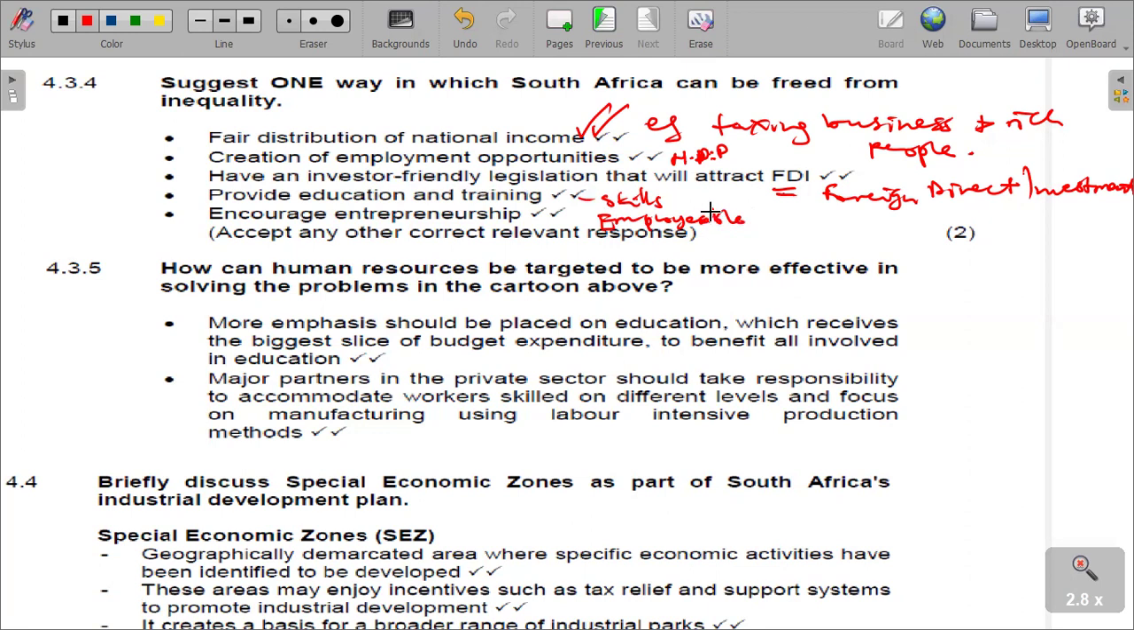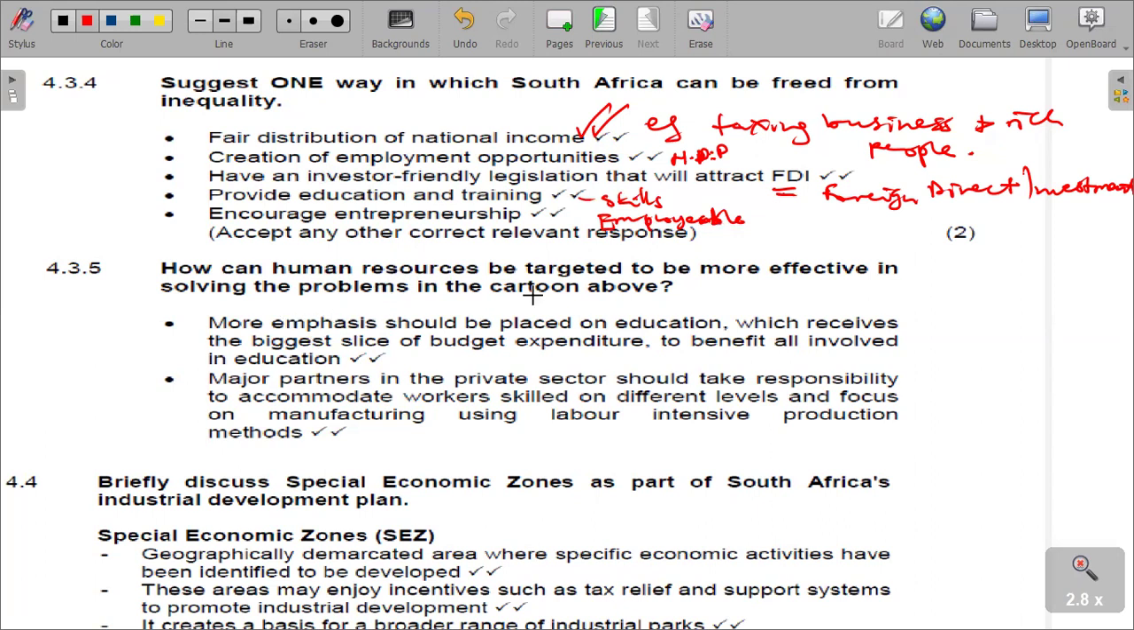Those are some of the examples that we can give in this context. Encourage entrepreneurship. That also is important, as we have seen above, as we talked about the importance of development of small businesses. Entrepreneurship ensures that our people are able to have various skills that can enable them to survive instead of depending on the government.